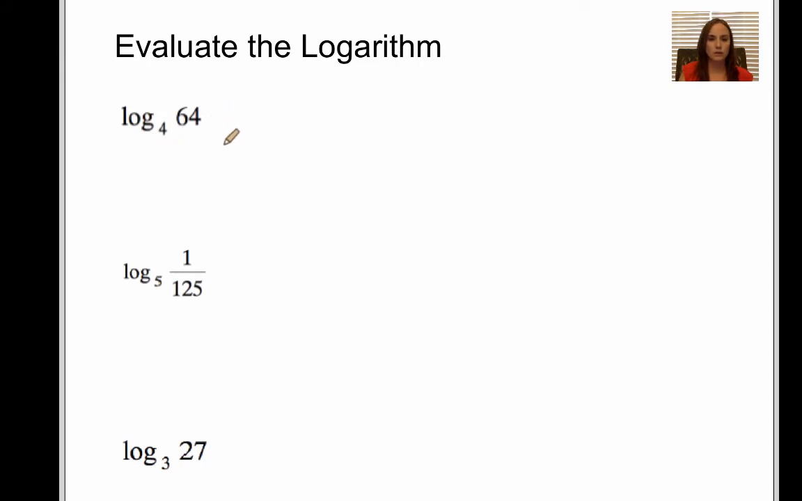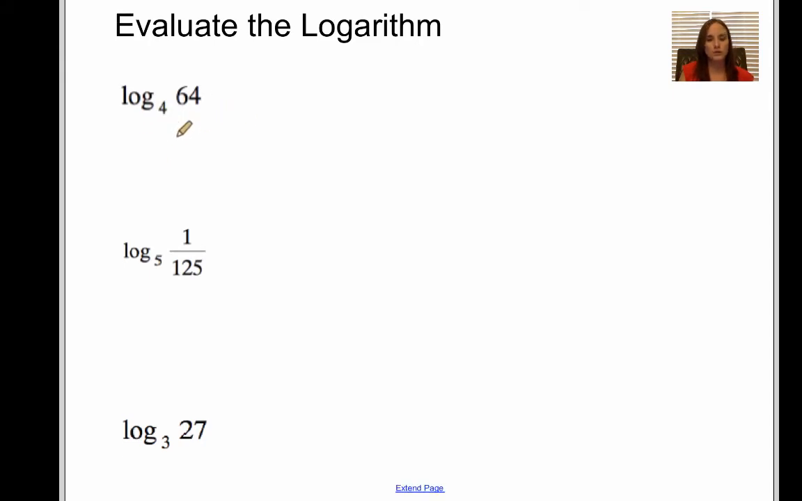There is no equals here, but what we want to do is think of what exponent would go with a base of 4 to create 64? So I could rewrite this like this: 4 to some power equals 64. This is what we need to figure out. And the box here is equal to 3.